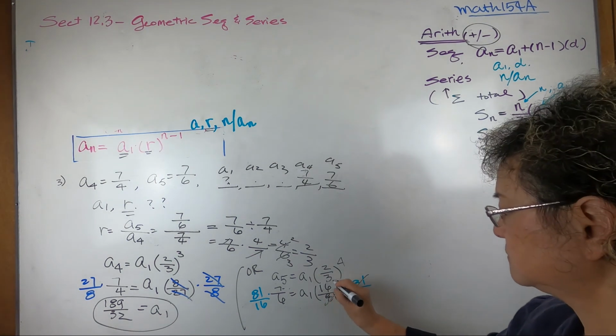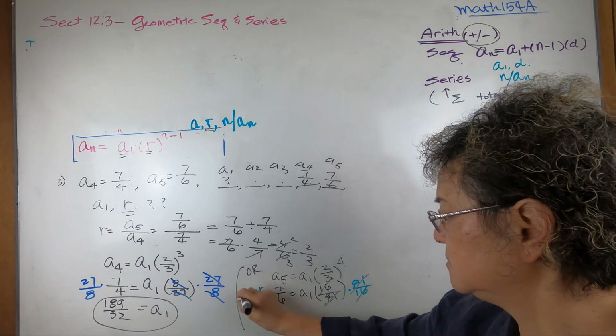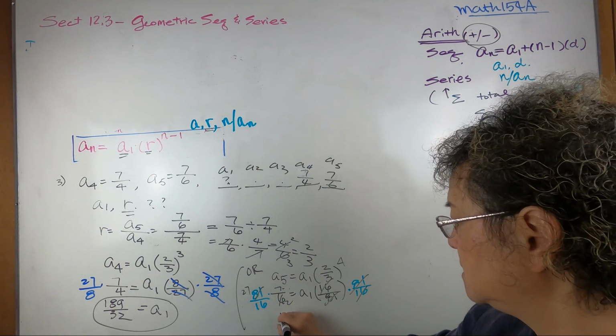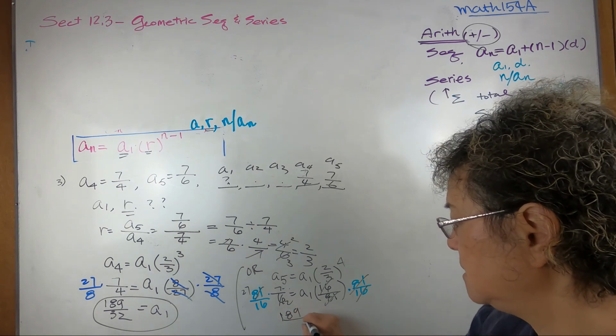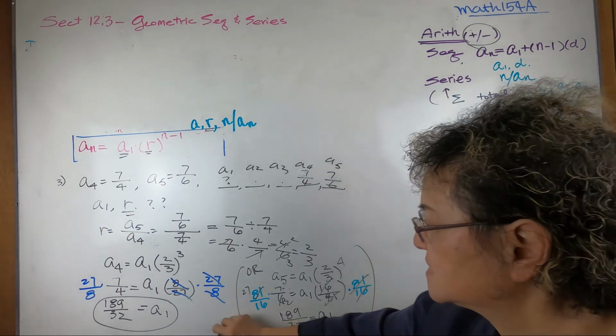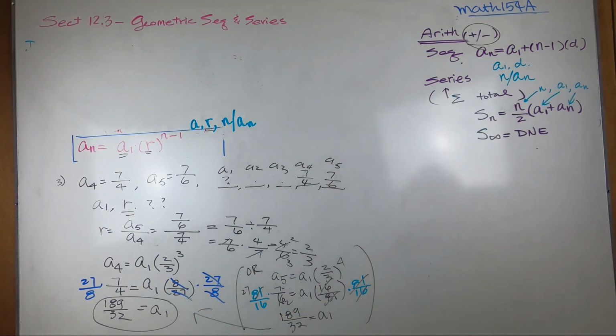Then this one cancels by 3. Okay, so we end up with 189 over 32 equals A1. Do we have the same answer? Yes. So you can do it either way, right?